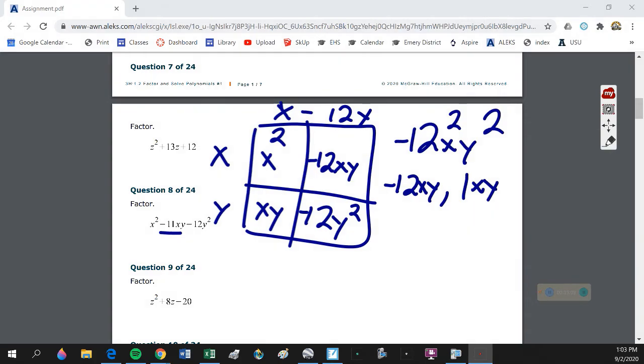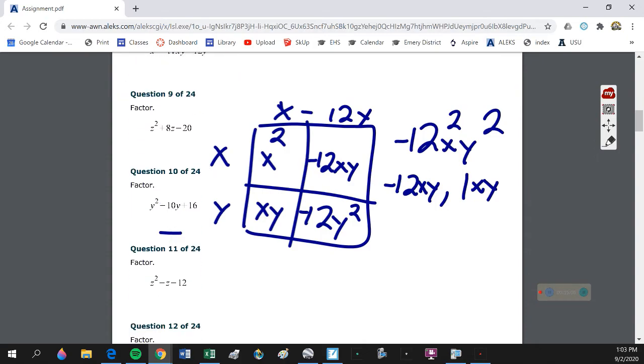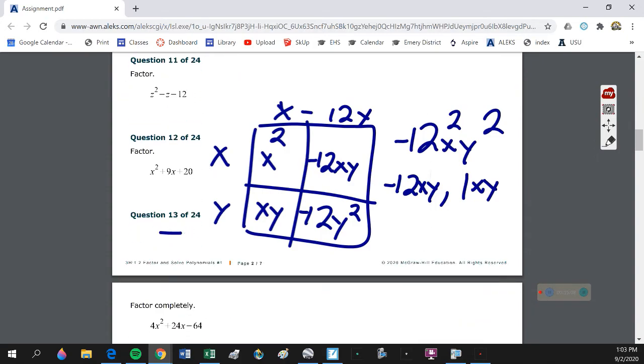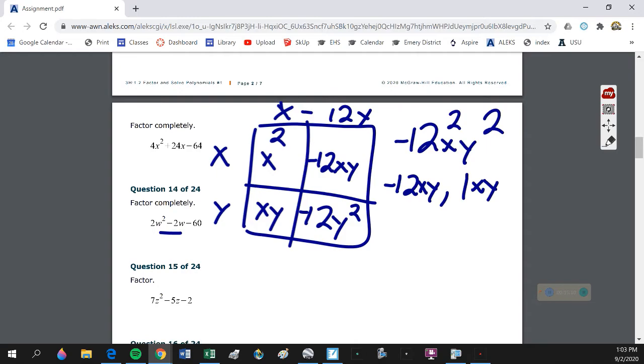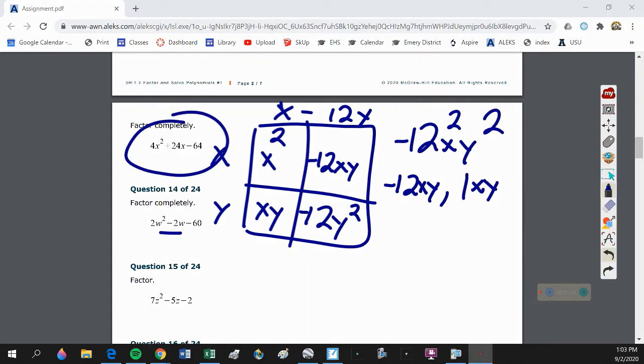Let's see if any of the harder ones are in here. What are you going to do with this one? Pull out a 4. Do you need the 4? What do the instructions say? Factor. Yes, you need the 4. Okay? All right, but number 15 is a little bit harder.